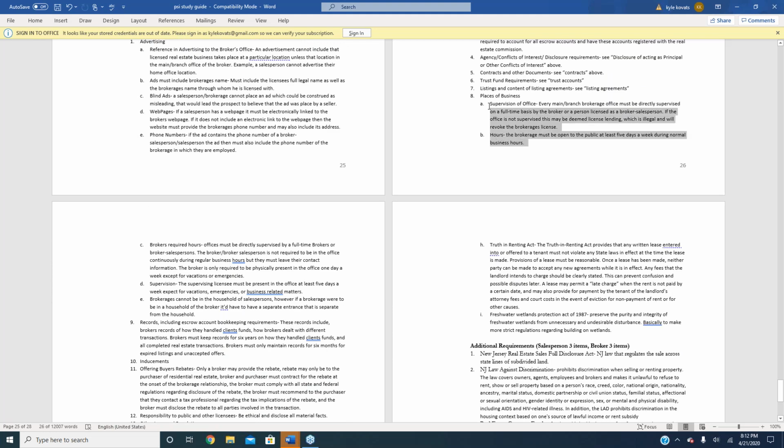With the brokerage, it's got to be a physical location, which is open to the public normal business hours, which is 8 hours a day, 5 days a week.